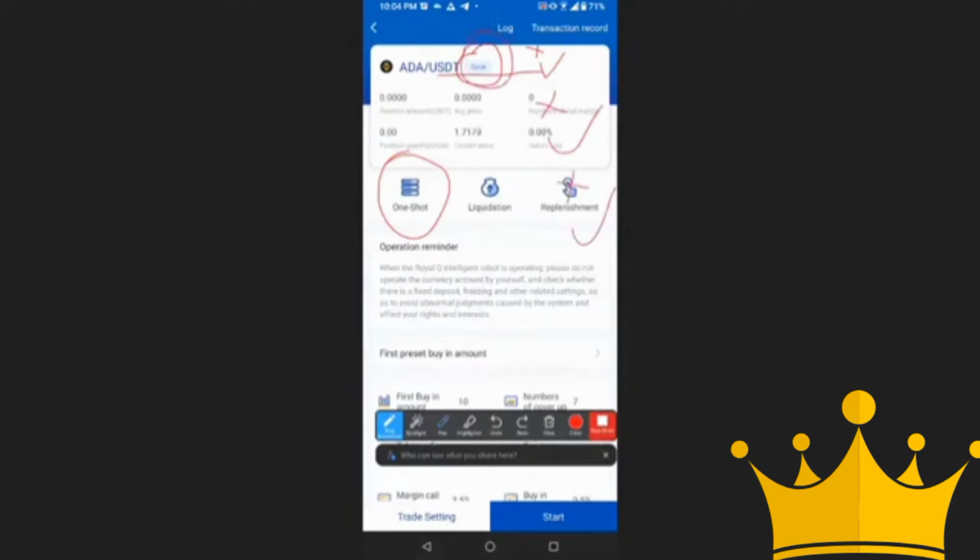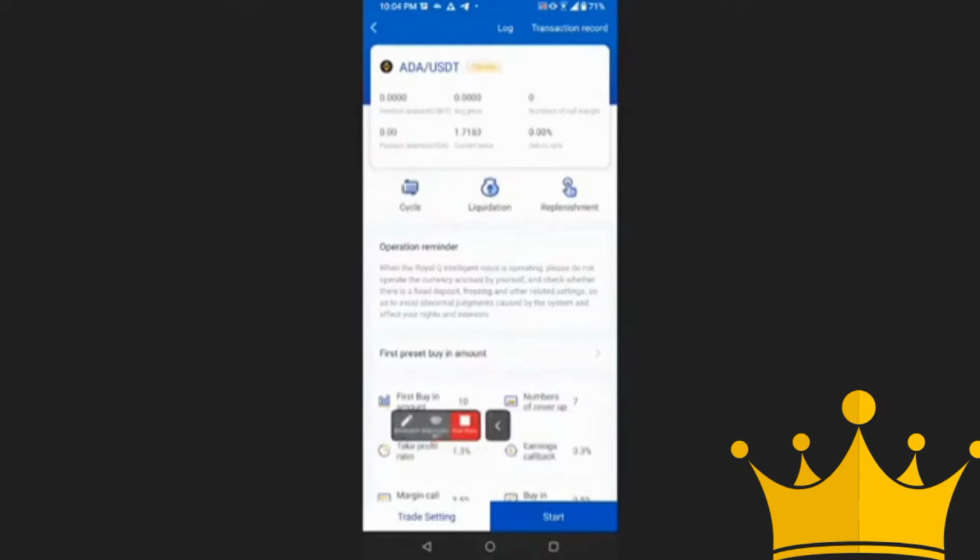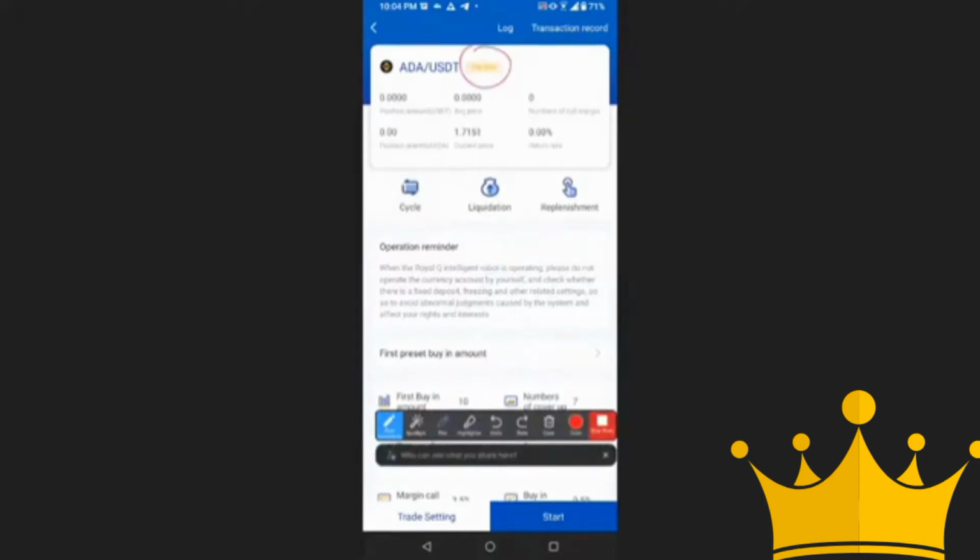But let's say I don't want to do cycle mode. I just want to trade this coin, or maybe I already traded this coin 4 times in cycle and on the 5th time, I don't want to continue. So what I need to do is click on one shot. In this case, I'm going to click on one shot. Automatically you can see here one shot already. Basically the bot trades only one time. Once it closes, it will not open another trade.